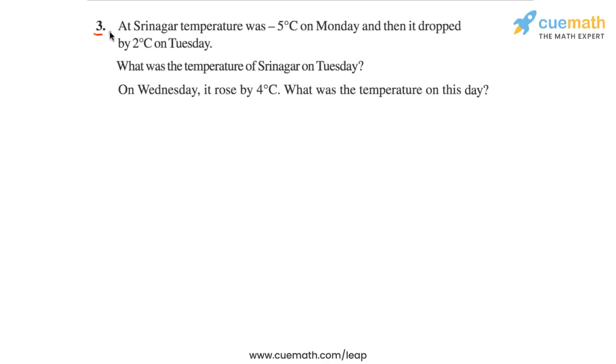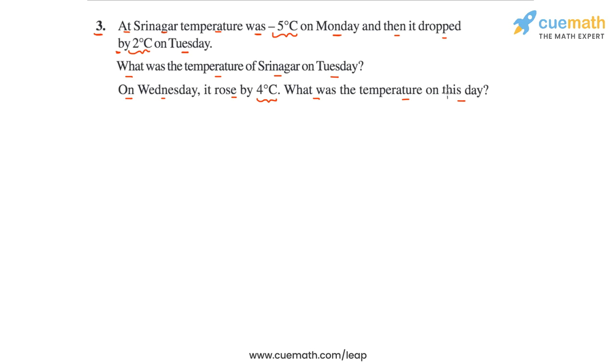Question 3 of this exercise says, at Srinagar, temperature was minus 5 degrees Celsius on Monday and then it dropped by 2 degrees Celsius on Tuesday. What was the temperature of Srinagar on Tuesday? That's one question. And then on Wednesday, it rose by 4 degrees Celsius. What was the temperature on this day?